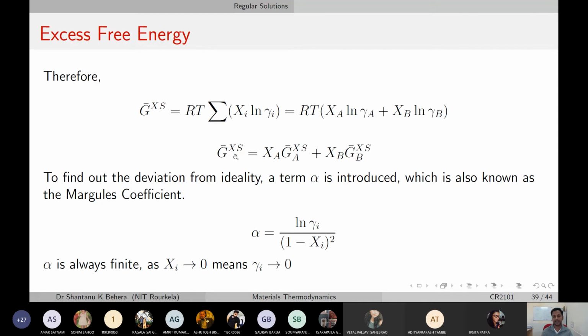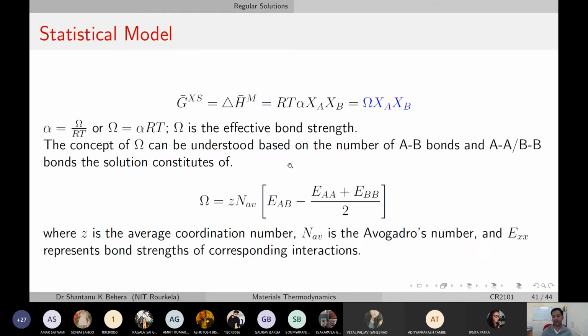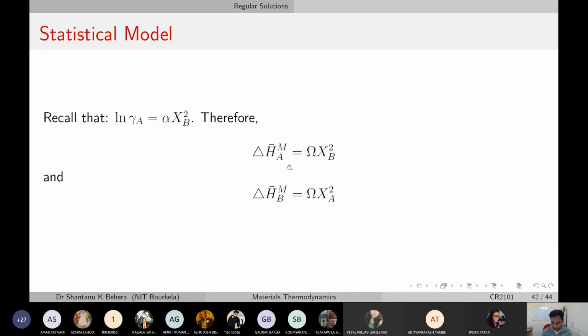Okay. So gxs, which is the del h itself, is xa ga xs, and we are talking about this one now, right? And you could see that it is xa xb square, and omega is the term. That's why if you simplify this term, this is what it is, right?